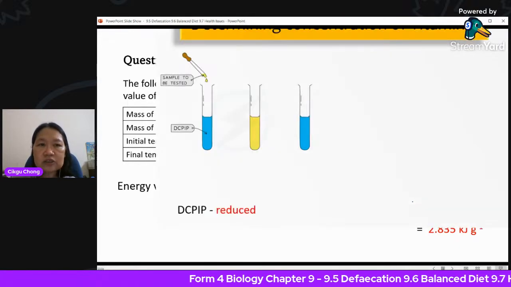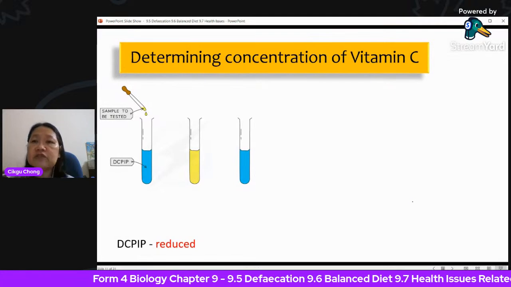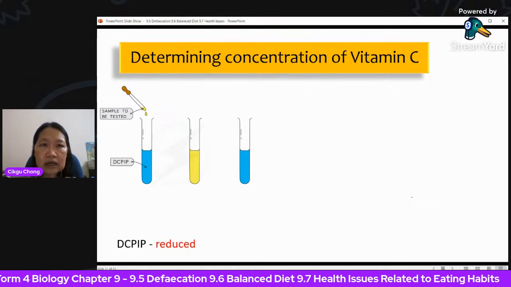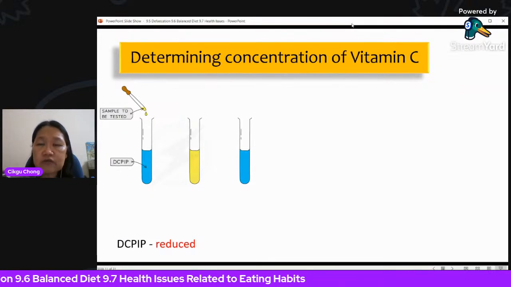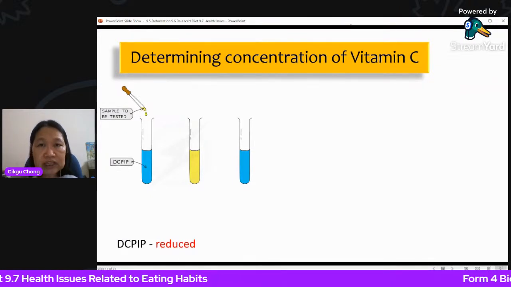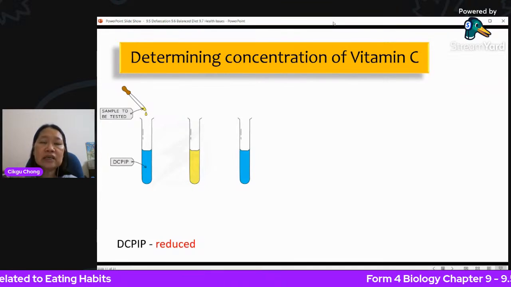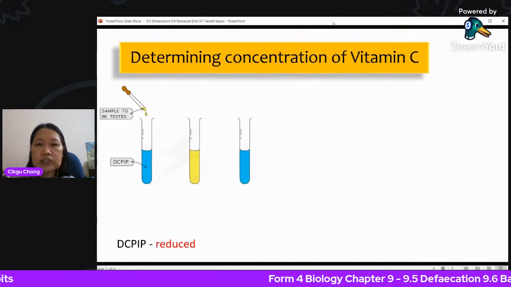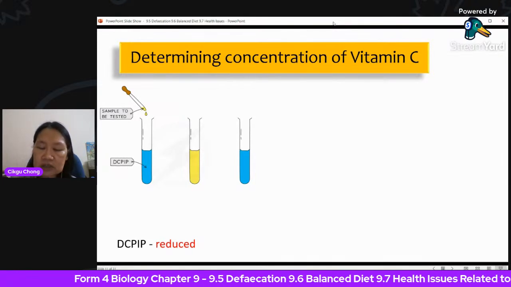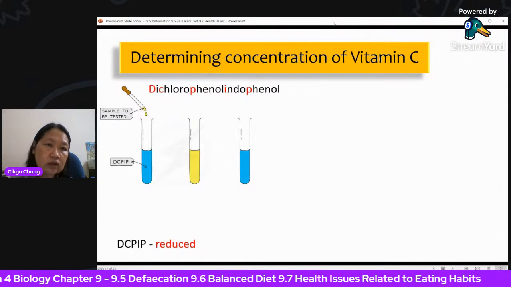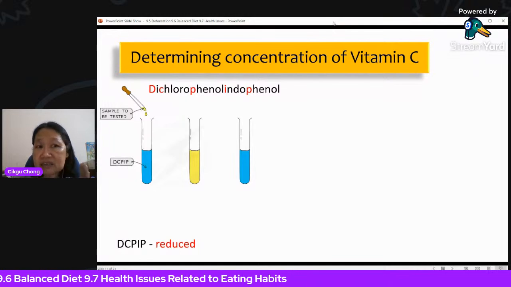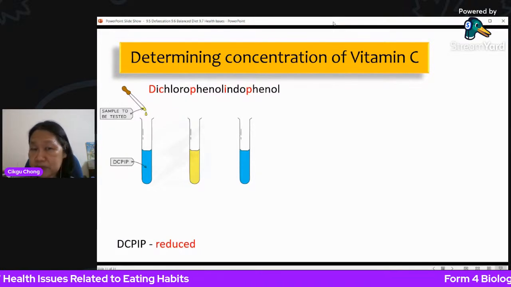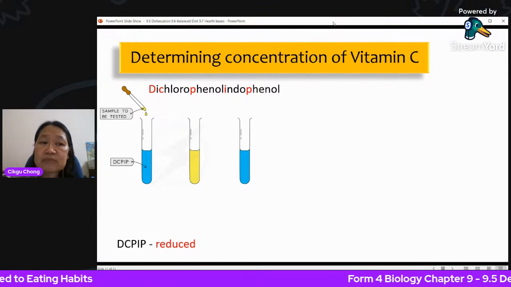So, next, let's look at determining the concentration of vitamin C. How to determine the concentration of vitamin C? We need to react your vitamin C with a substance, to indicate how much vitamin C is needed to react with it. The substance that we're using is dichlorophenol-indophenol. It's quite a mouthful. I highlighted the D and the C and the P and the I and the P. So the short name for this is DCPIP.